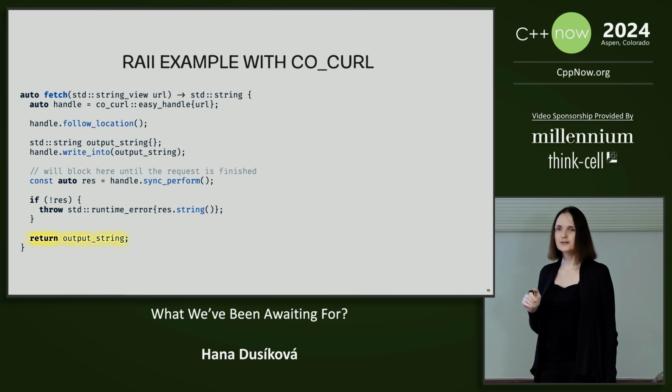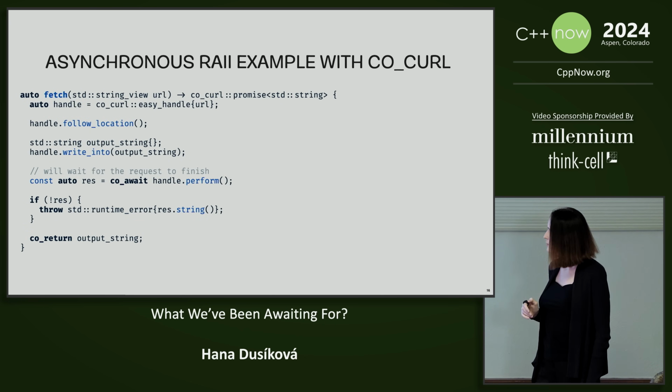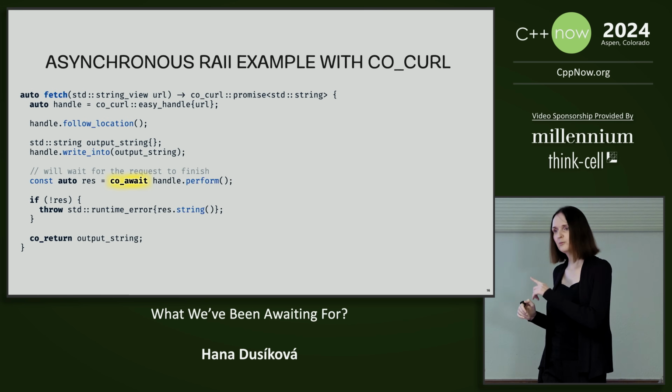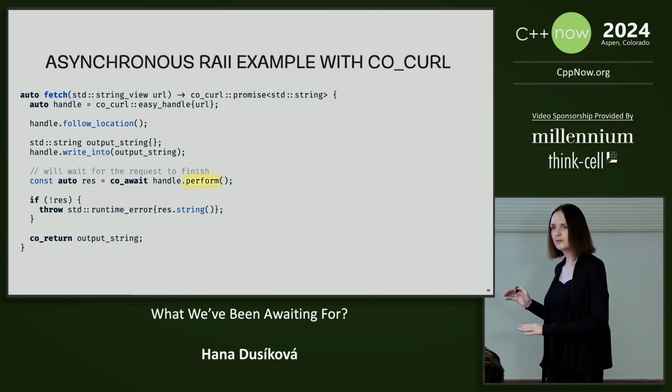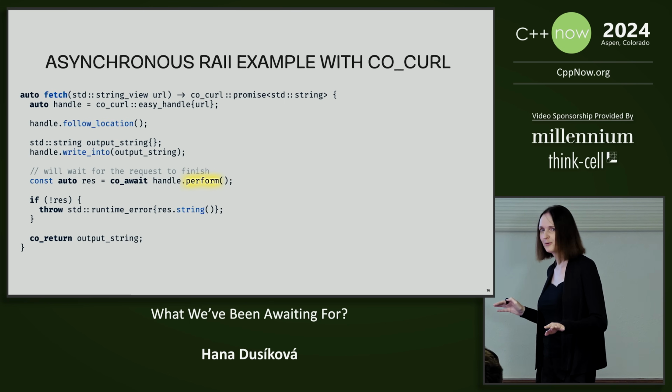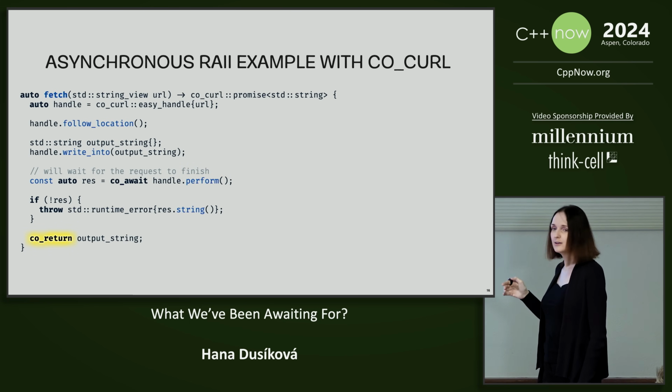OK, but I want to do it asynchronously. That's the point of this talk. So asynchronously, I need to give a promise that there will be a string. And I need to co_await on the perform. It's not sync perform, it's perform. And that's all. We can go. Actually, no, I need to do co_return instead of return.